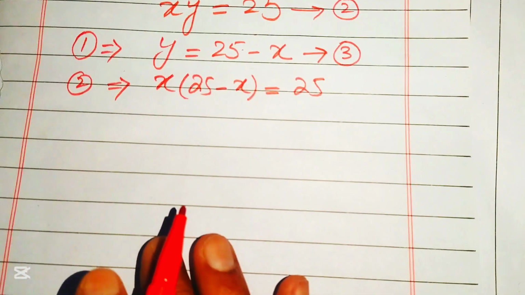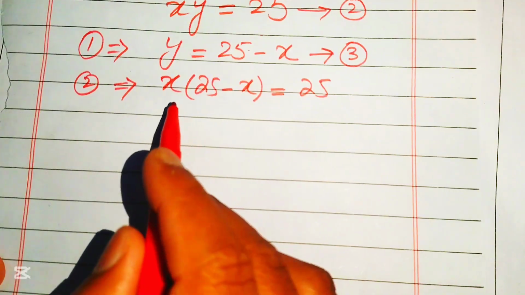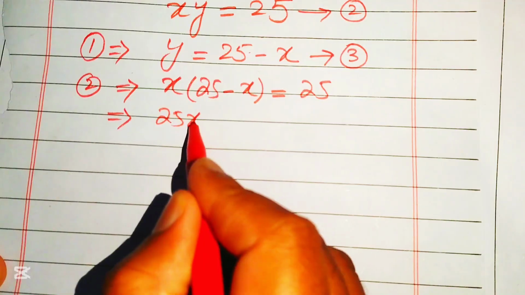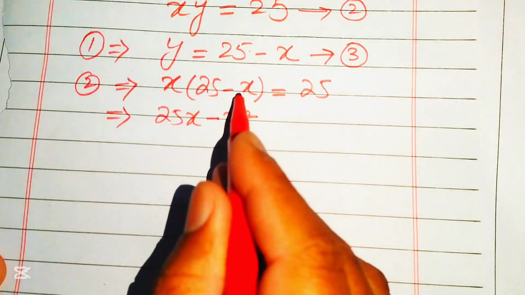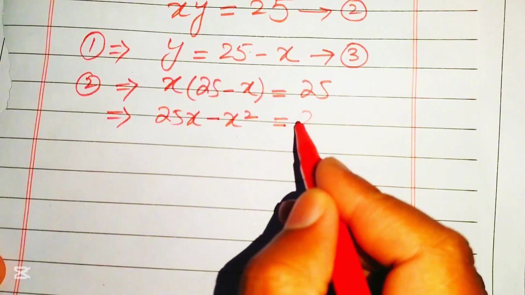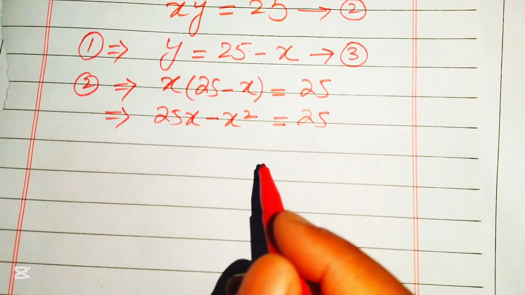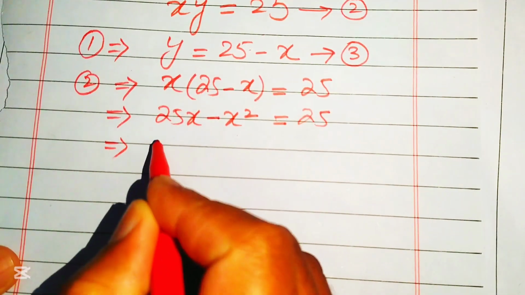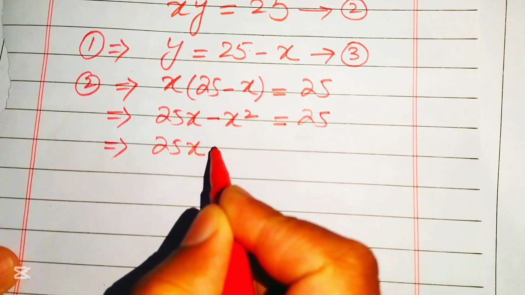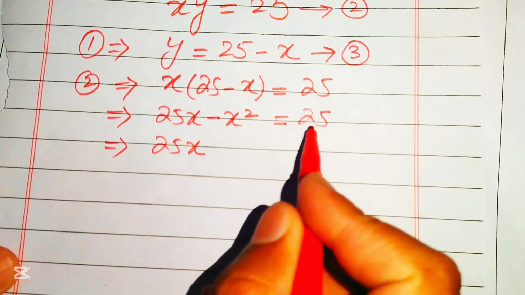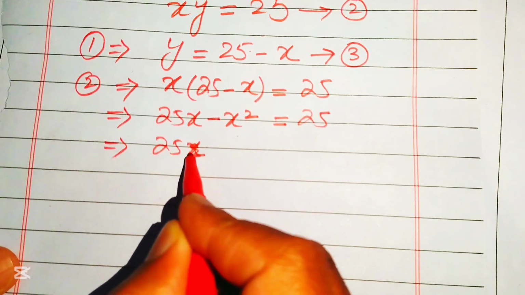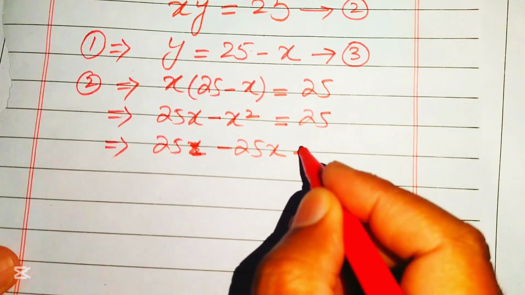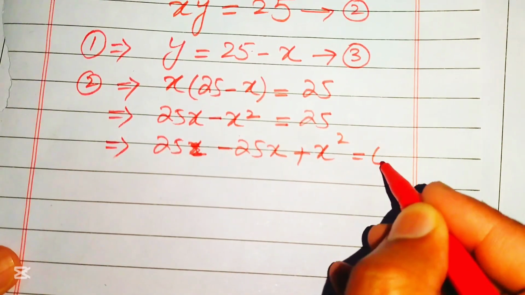And now in the next step we need more simplifications. First we multiply this x on both of these terms and it will be written as 25x minus x squared. This x times x becomes x squared, and this whole thing equals 25. And now further we move these two terms to the right hand side. When you move these two values to the right hand side, this 25x becomes minus 25x, this minus x squared becomes plus x squared, and this equals 0.